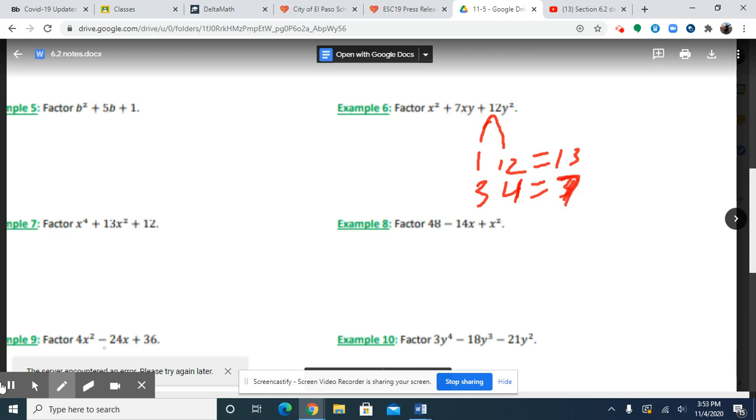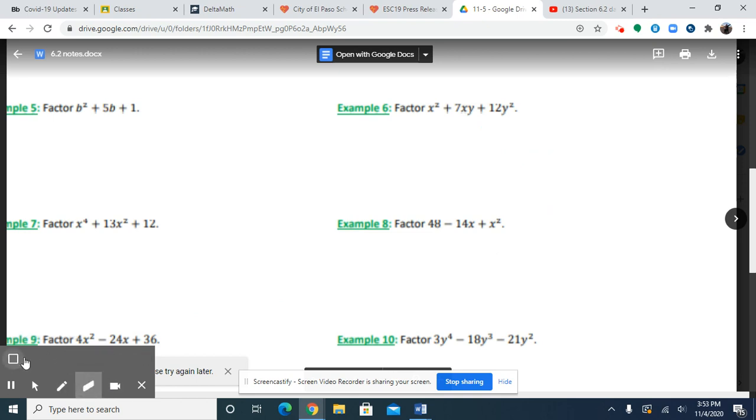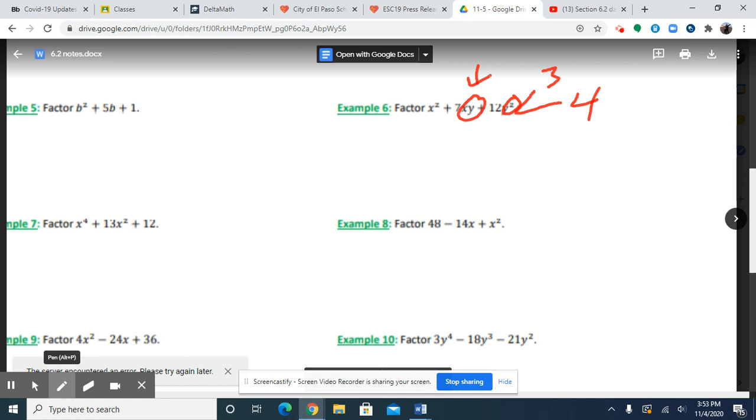Now, the interesting part here is that we already know that 3 and 4 are going to be our factors. But we have an xy right there, as well as a y squared over here. So we're going to let this middle one dictate what we're going to need. So what we're going to need to have is x plus 3y, and we're going to need x plus 4y.